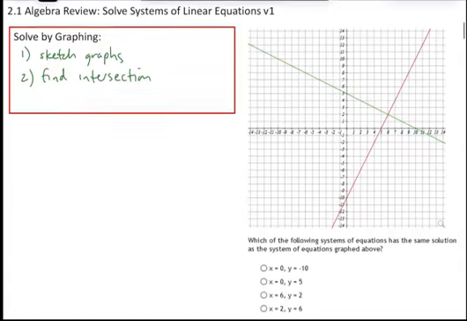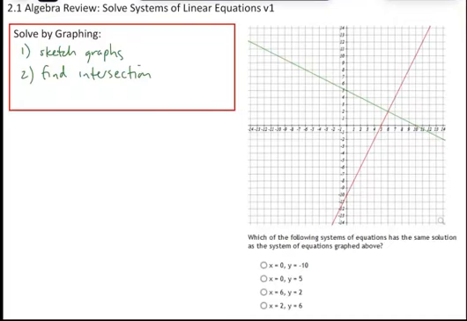Okay, and so if you look at this problem right here, I want you just to really quickly see if you can answer which of the following has the same solution. When you are solving by graphing, you're simply going to find the intersection. What are the coordinates at this intersection? The x coordinate is 6, the y coordinate is 2, and so that's what you're looking for. X is 6, y is 2.